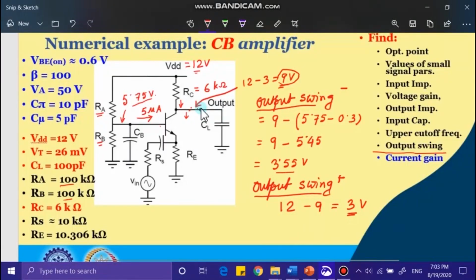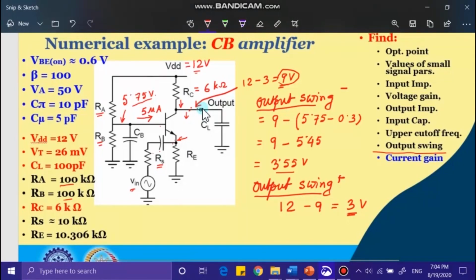Now coming to the other aspect, the input impedance of this circuit is expected to be low. So if the source resistance is significant, then the input signal will experience a significant amount of attenuation. In practical purposes, when RS is in the range of kilo ohms or say 10 kilo ohms, there will be quite a large amount of attenuation.